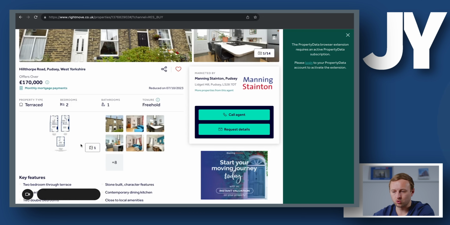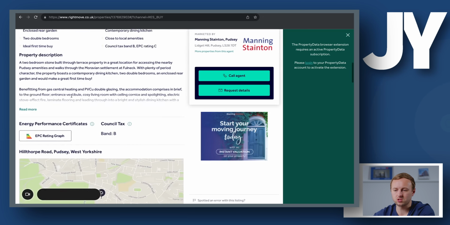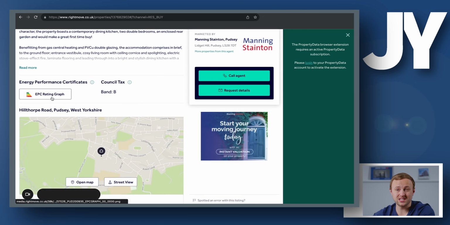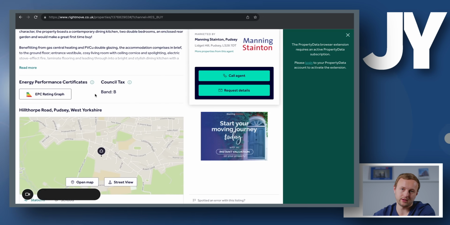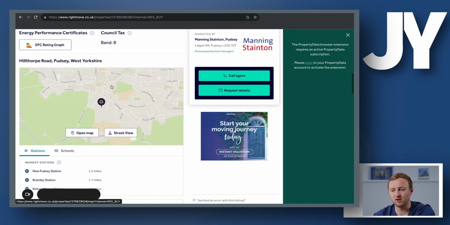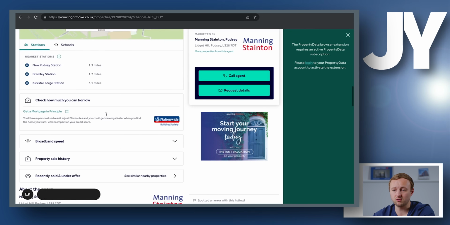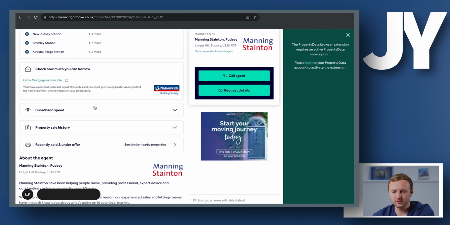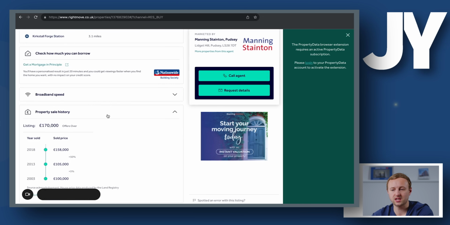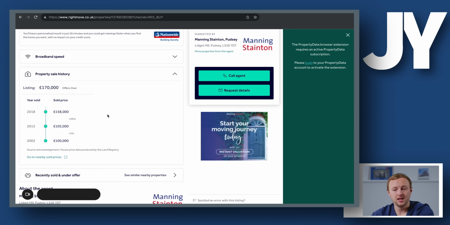Now, what I'm also going to do is scroll down, which gives you some more information, and make sure it's got its EPC rating. Ideally, well, it needs to be E or above, ideally C or above. That's a band B, no problem. Good area near the grass and the greenery, good locals. And you can see on here, what I like doing is just checking the property's sale history. So you can see some general growth: 100 grand, 105 grand, 158 grand.